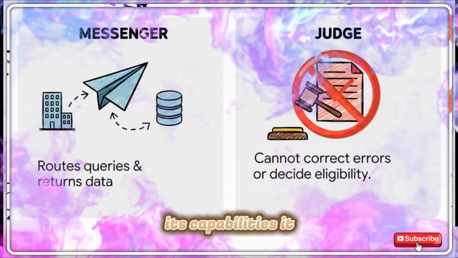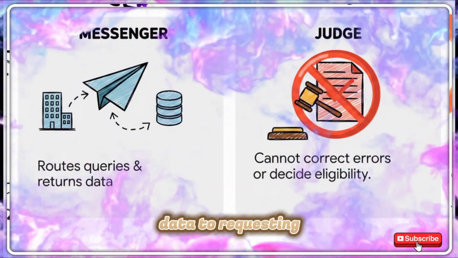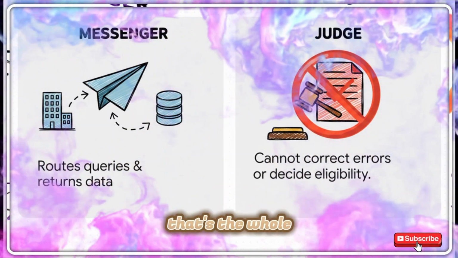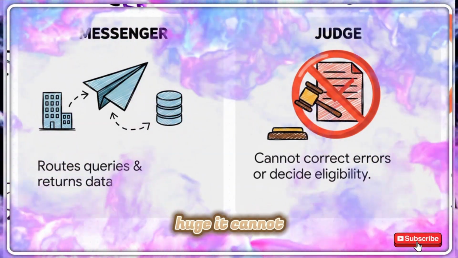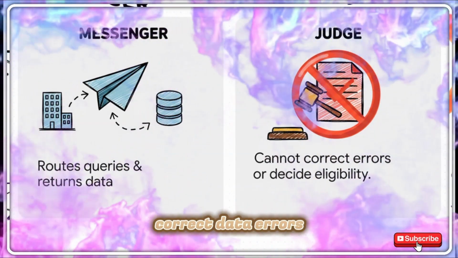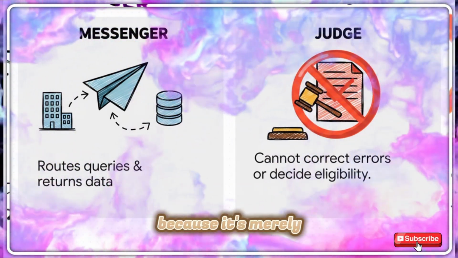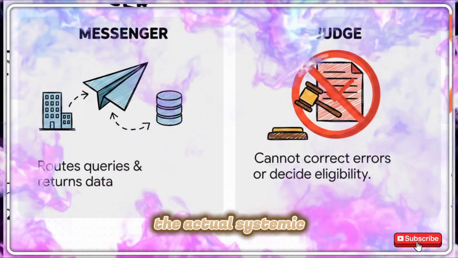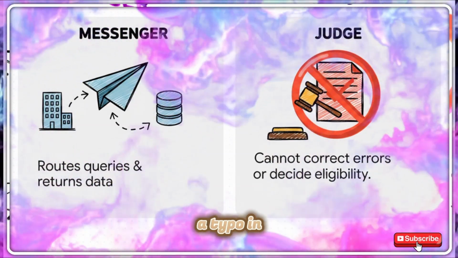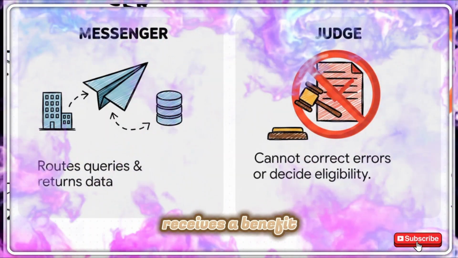Functionally, this means the architecture is strictly bound by some major limitations. Its capabilities: it routes queries to external records, and it returns data to requesting agencies. That's the whole shebang. On the flip side, its limitations are huge. It cannot correct data errors, and it cannot determine benefit eligibility. Because it's merely a conduit, it completely lacks the jurisdiction, the actual systemic power to fix a typo in your record or to decide if an applicant ultimately receives a benefit.